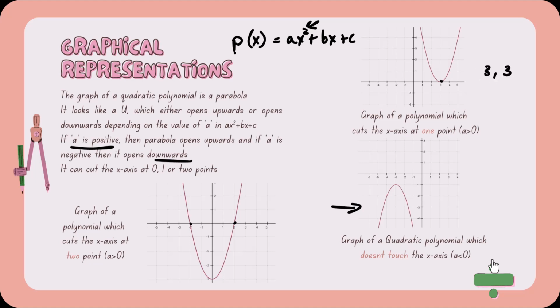Now what if it does not touch? If it does not touch the x-axis, we do not have any real zeros. And you can see it is an inverted U, like an arch. Why is this? Because a is negative. So look at the a value, and you'll understand whether it is an inverted U or a proper U.